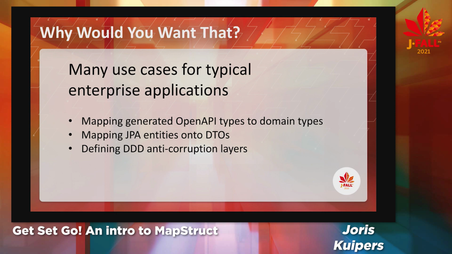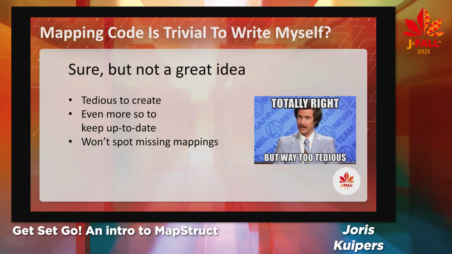But there are multiple other use cases, right? Maybe you want to use JPA, but you don't want to pass your entities all the way up. Maybe you're doing a bigger application and you want to have something like a domain-driven design anti-corruption layer. So instead of just importing types from everywhere, you want to have your own domain model and do some mapping there. Those are all valid use cases.